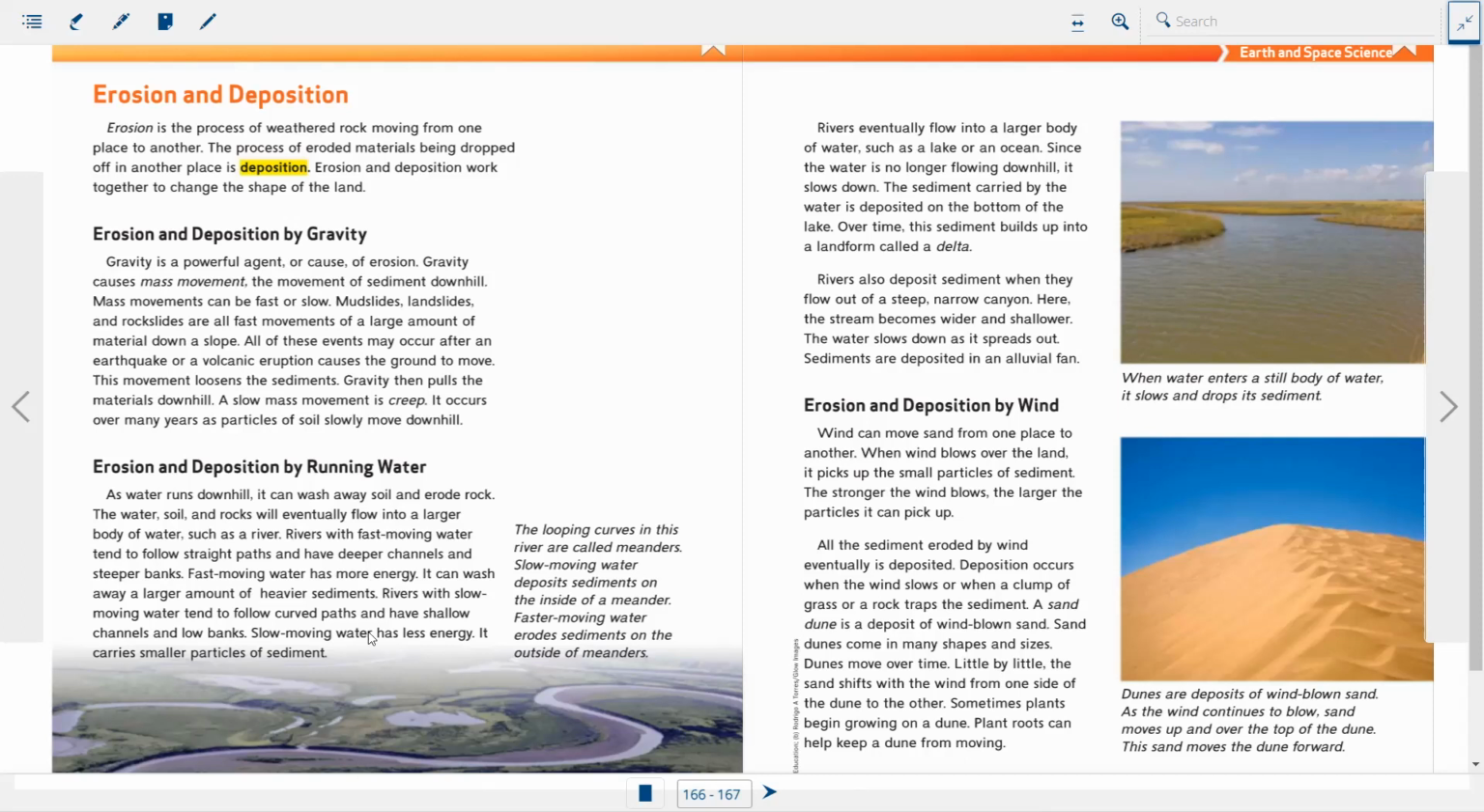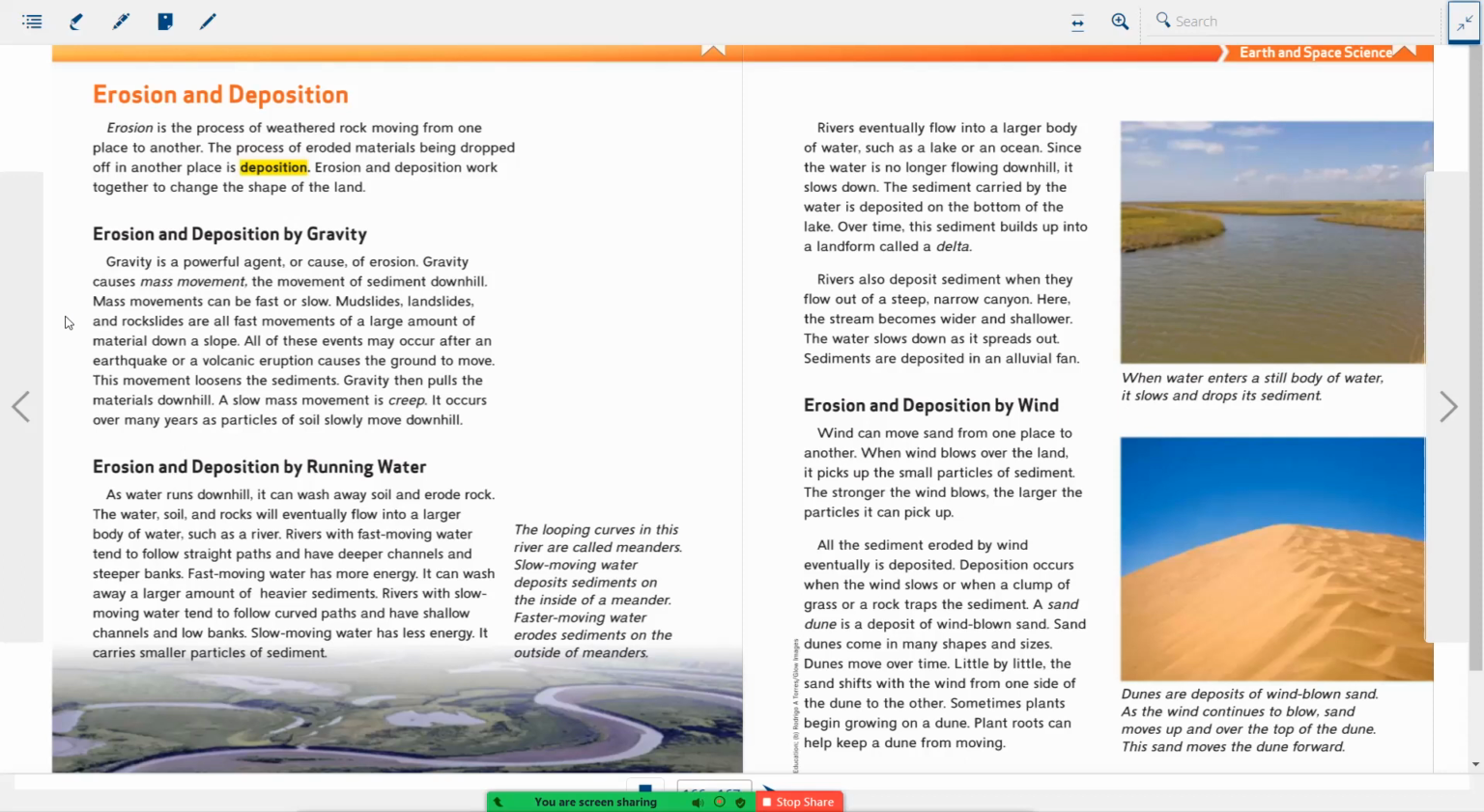Erosion and deposition by gravity. Gravity is a powerful agent or cause of erosion. Gravity causes mass movement, the movement of sediment downhill. Now, sediment is basically just small pieces of broken off things. So small pieces of rocks that broke off, we call those sediments. Mass movement can be fast or slow.